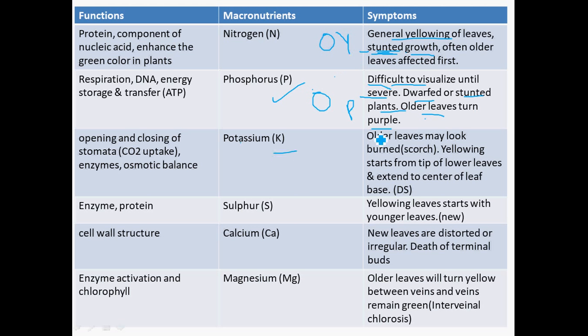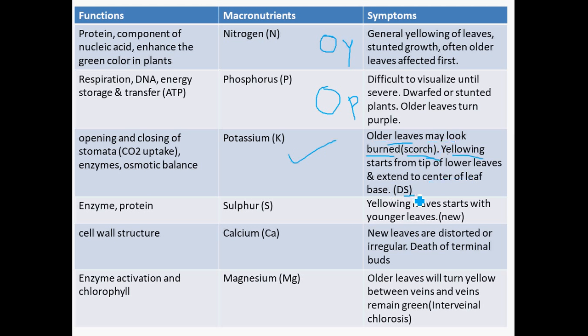Now next one is potassium. The visual symptoms caused by the deficiency of potassium: older leaves may look burned. When the leaves look burned, it is known as scorch. Yellowing starts from the tip of lower leaves and extends to the center of the leaf base.